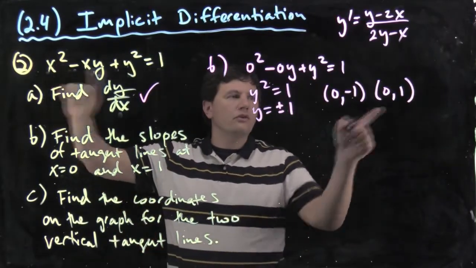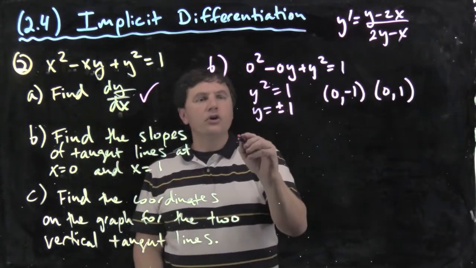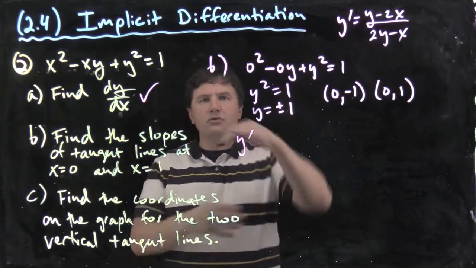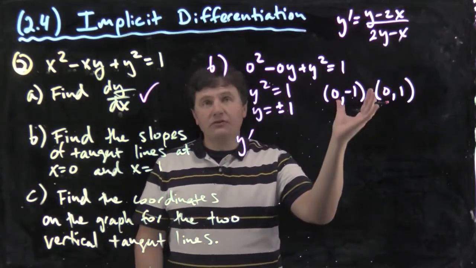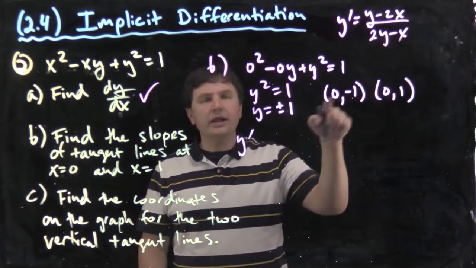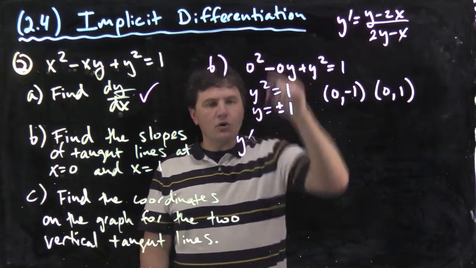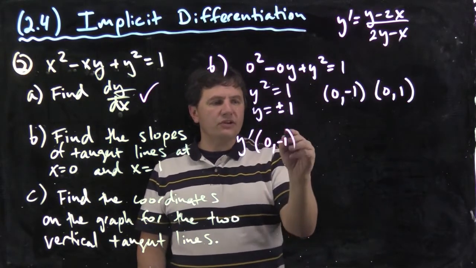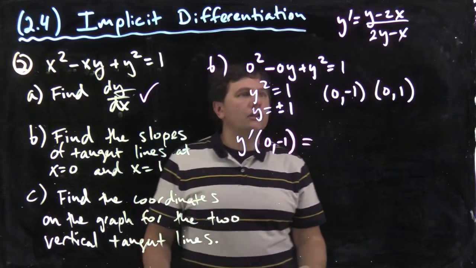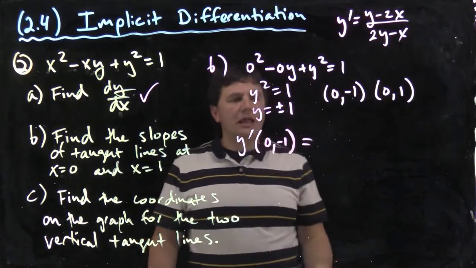Let's go ahead and plug that into our derivative. So we have two tangent lines, because remember, these things are not necessarily functions, so they don't pass vertical line tests. This has points at (0, -1) and (0, 1). So y prime of (0, -1). By the way, this is another new notation you can use, a little bit different than the dy over dx.